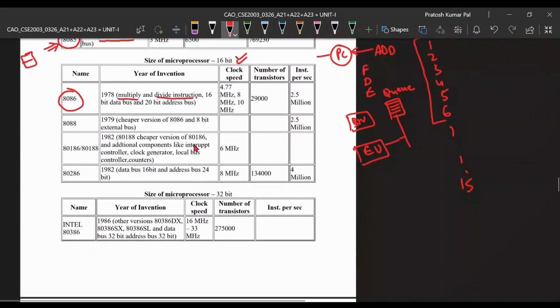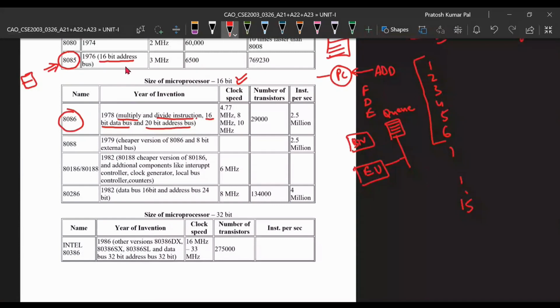And also here, the data bus is 16 bits. So a 16-bit data bus is there and 20-bit address lines are there. In case of 8085, it was 16-bit address lines and an 8-bit data bus. But 8086 supports a 16-bit data bus and a 20-bit address bus.